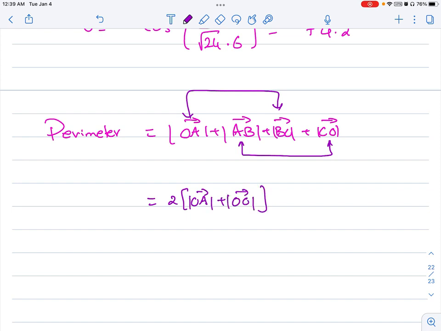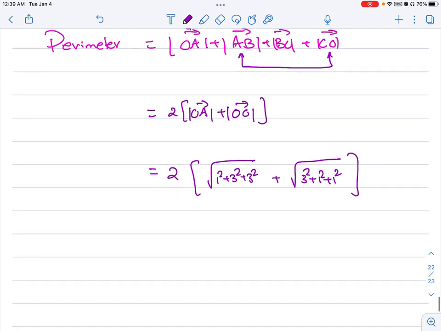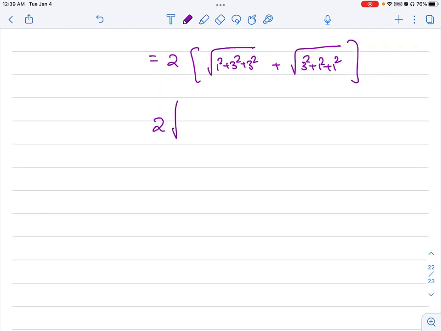So 2 times OA, where OA is square root of 1 squared plus 3 squared plus 3 squared, and OC is square root of 3 squared plus 1 squared plus 1 squared. So it becomes 2 times (square root of 19 plus square root of 11). Oh, it became too big, let me write smaller. Square root of 19 plus square root of 11. Simplifying to three significant figures, 15.4. That's going to be the answer.